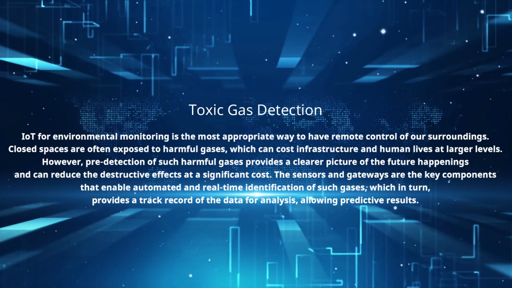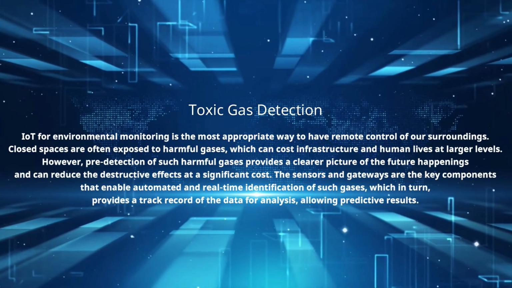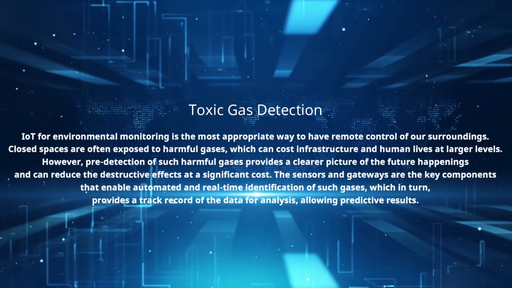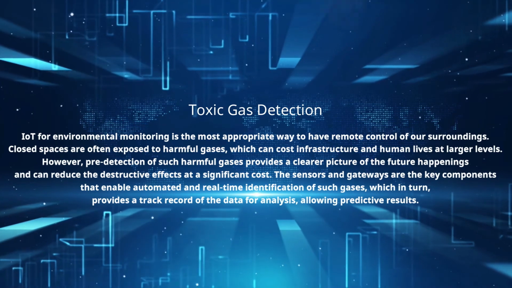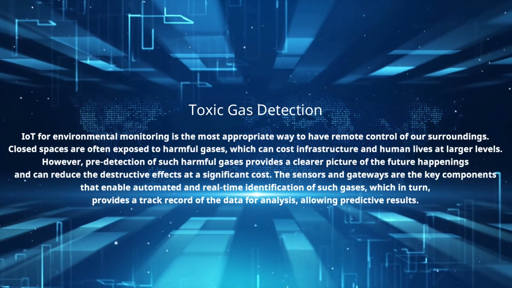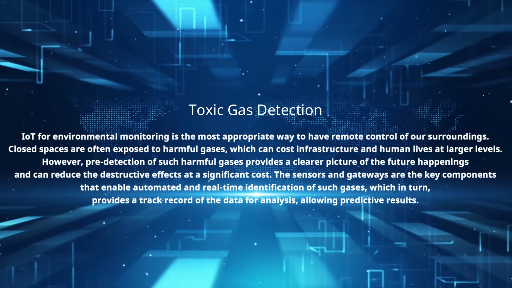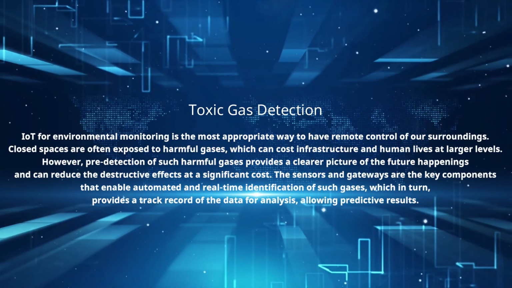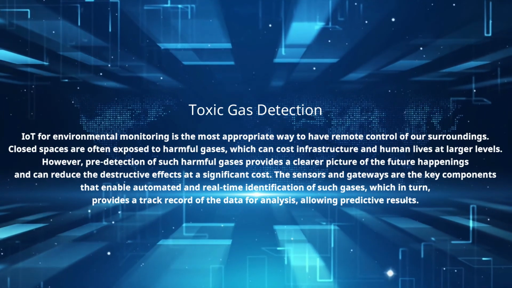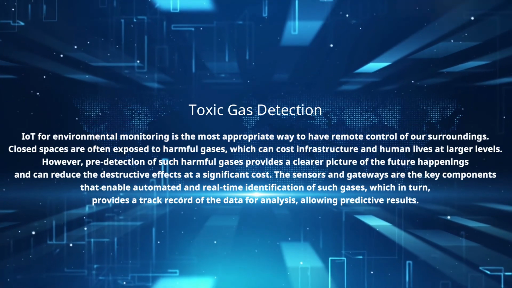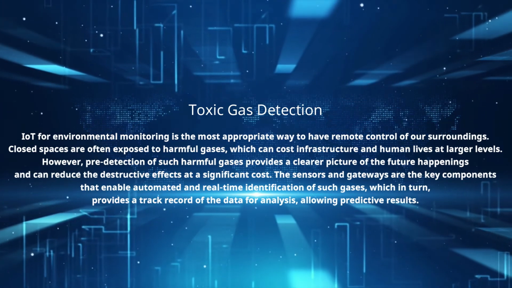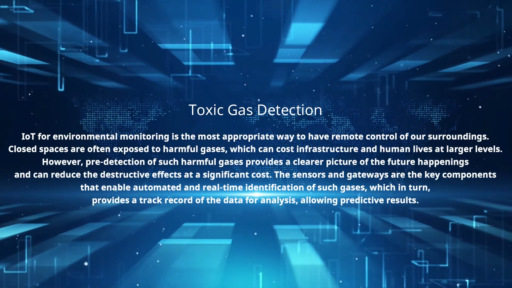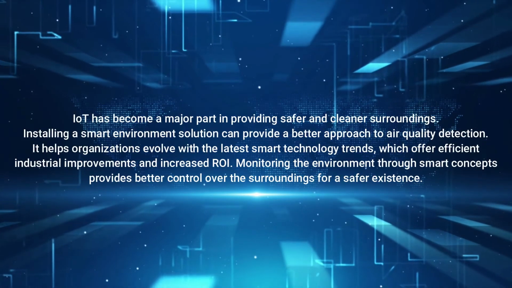Closed spaces are often exposed to harmful gases, which can cost infrastructure and human lives at larger levels. However, pre-detection of such harmful gases provides a clearer picture of the future happenings and can reduce the destructive effects at a significant cost. The sensors and gateways are the key components that enable automated and real-time identification of such gases, which in turn, provides a track record of the data for analysis, allowing predictive results.